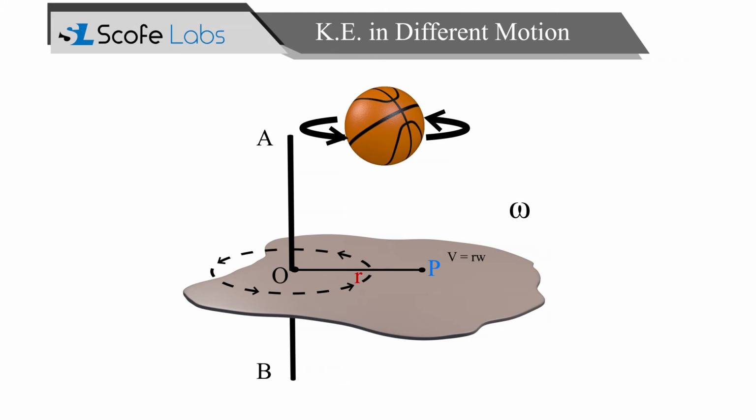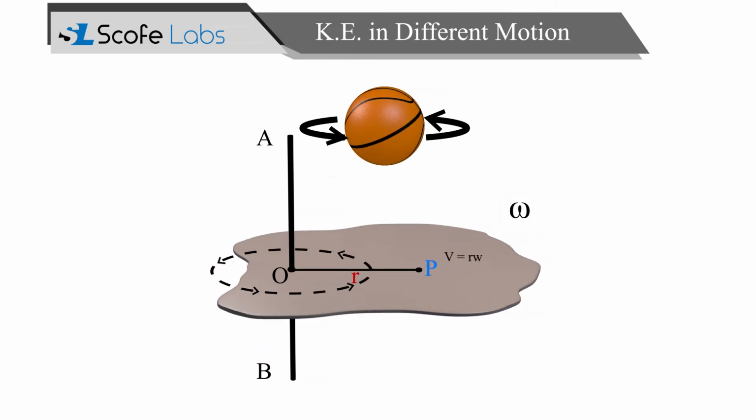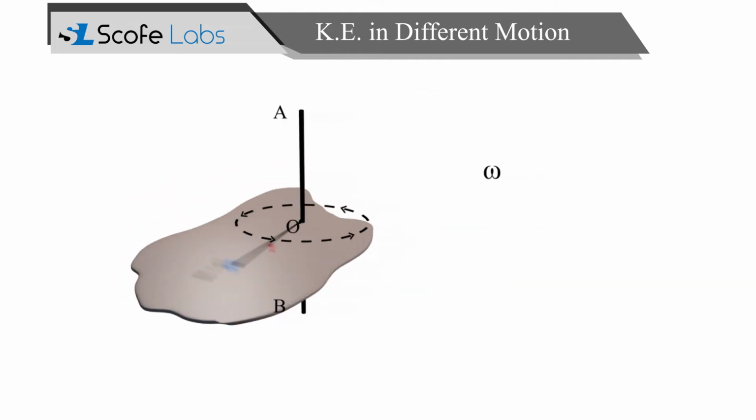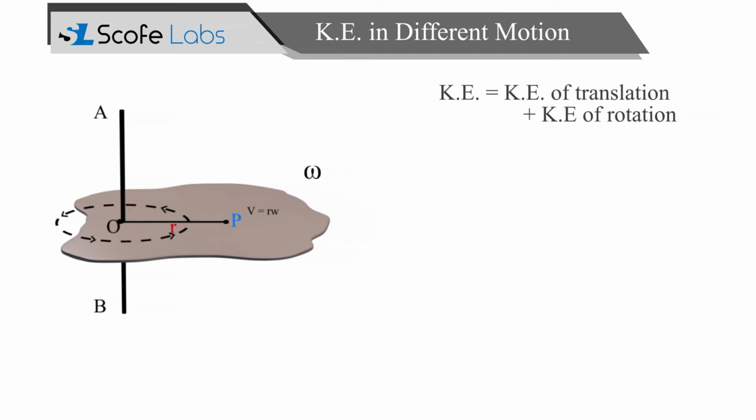Now, turn towards the rotation motion. Consider a rigid body rotating at an angular velocity omega about a fixed axis, intersecting the plane of motion at O. When the body is rotating about a fixed axis, then the body has both translational and rotational kinetic energy.